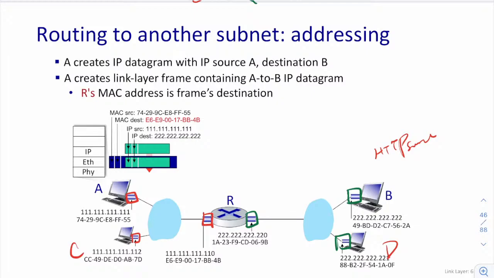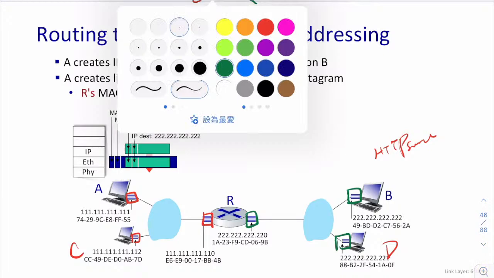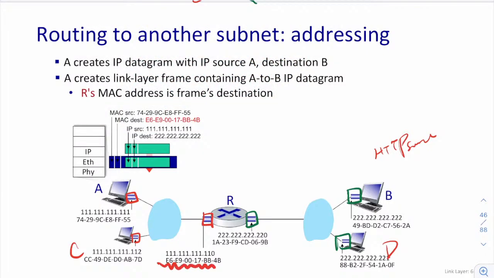Okay, so the only destination MAC address A can use is the router's MAC address, which is right here, E6, E9. Right? Because A would like the router R to help with routing and forwarding. So A needs to know R's MAC address.